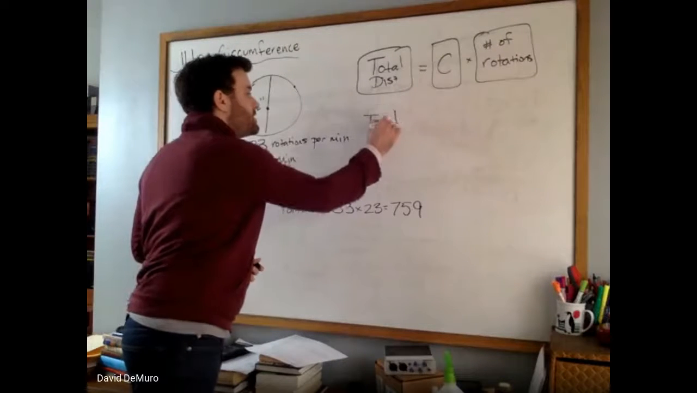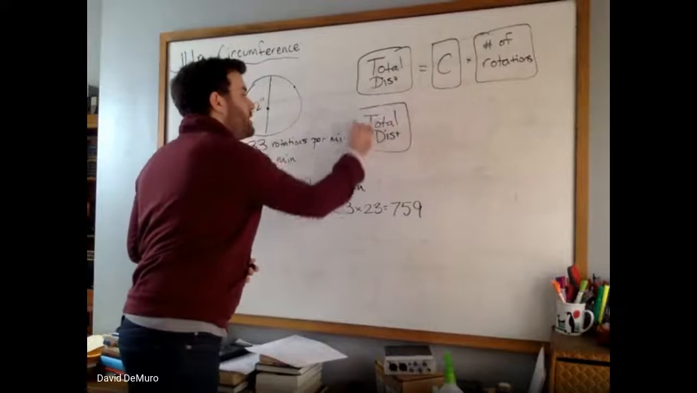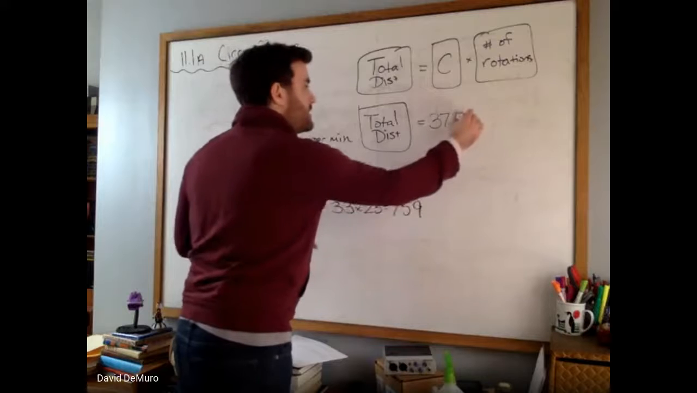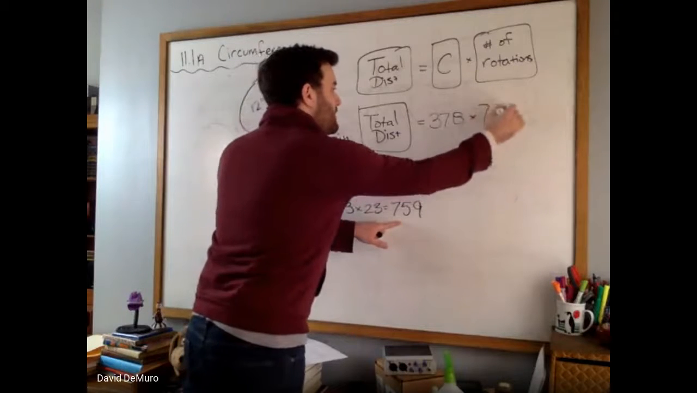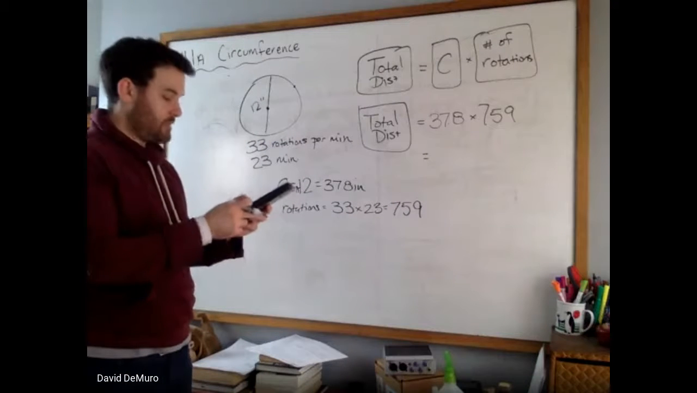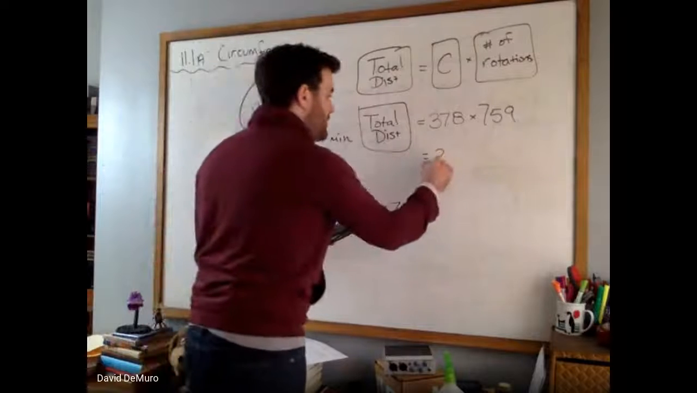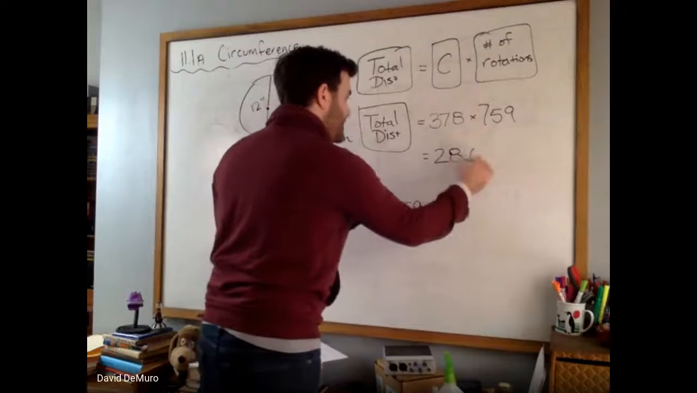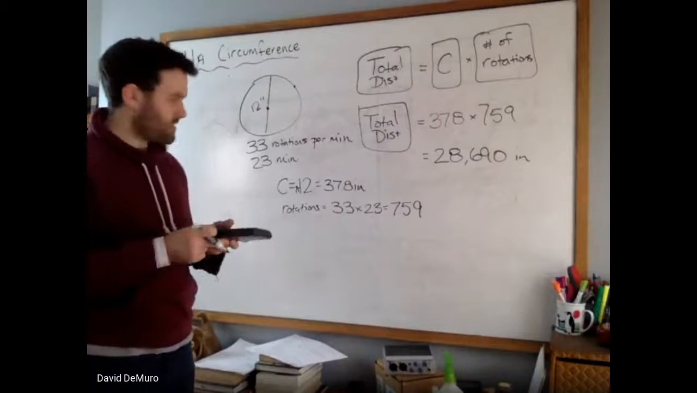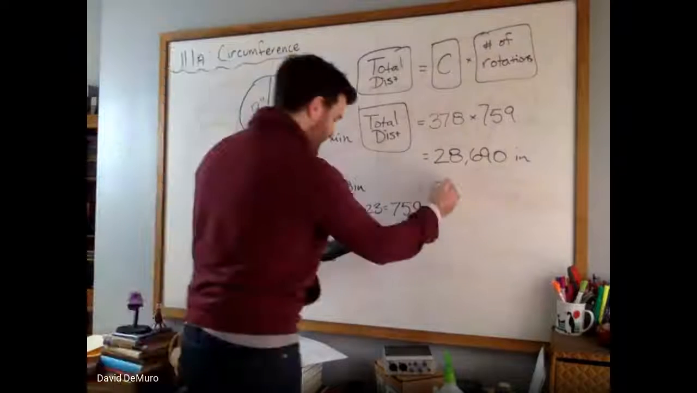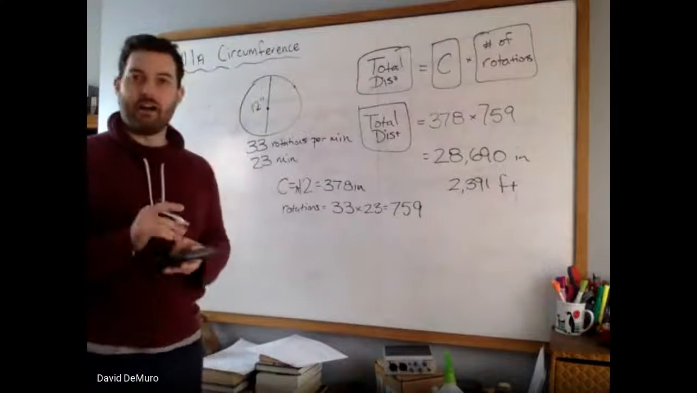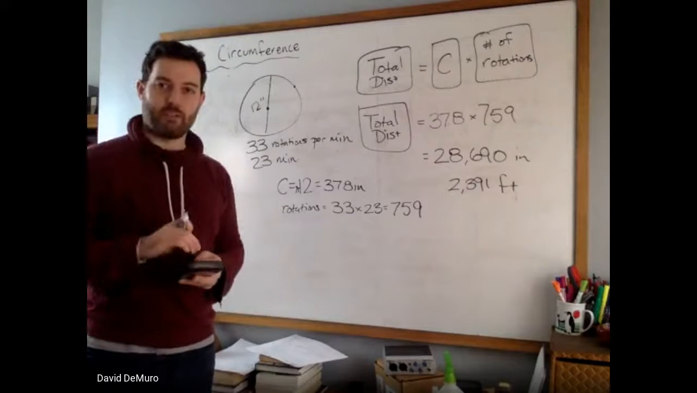So the total distance would be that circumference, 37.8 inches, times that number of rotations, 759. 37.8 times 759. So that is going to travel approximately 28,690 inches. Let's see, I'll divide that by 12. How many feet is that? That is 2,391 feet. So that's almost half a mile it has traveled while that record plays.